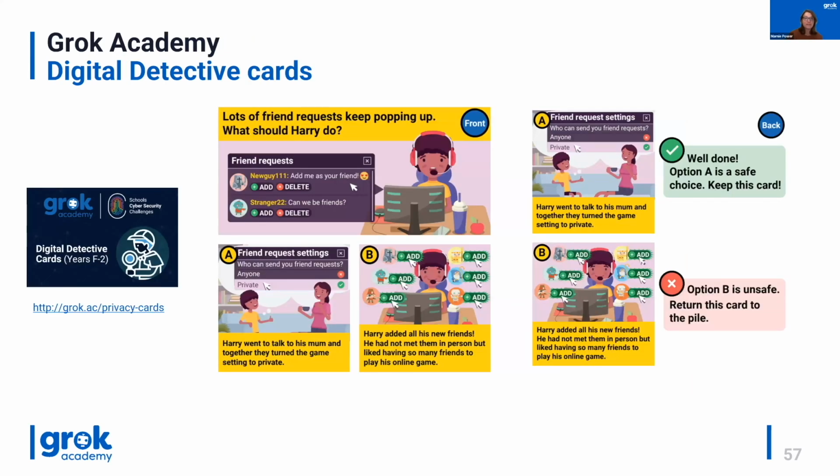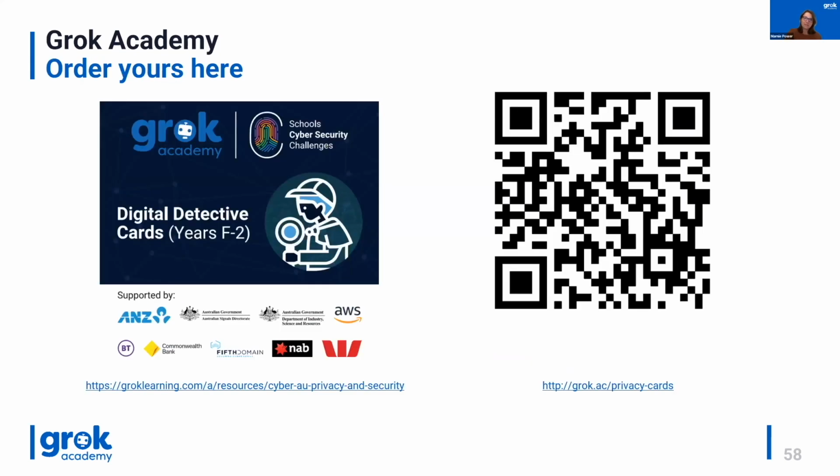Grok actually has its own digital detective cards. So these pose different scenarios for students to discuss and then decide on a choice of 2 or 3 options, which one they would take. It allows much discussion about the dangers of being online and opportunities to act safely. If you would like your own digital detective cards from Grok, these can be ordered and sent to your school just by scanning this QR code or clicking on this link.